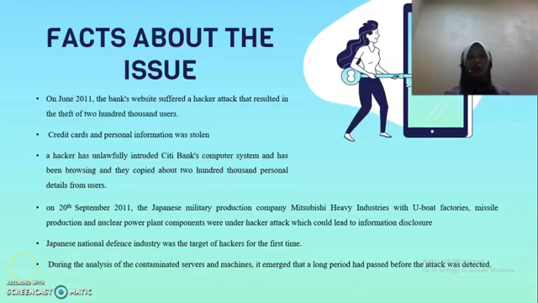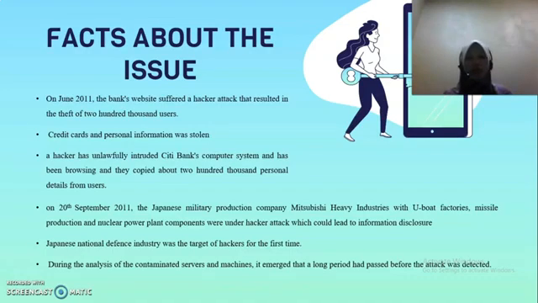Okay, so the facts about the issue. In June 2011, Citibank's website suffered a hacker attack that affected 200,000 users. According to the report, much of the casualties were from North America, and the hacker stole credit cards and personal information such as username, account, home address, email address, and so on.